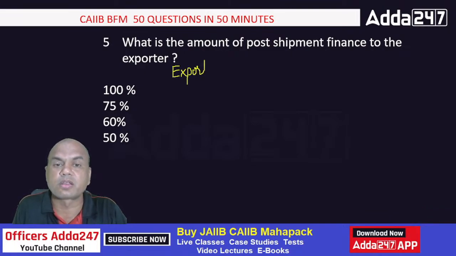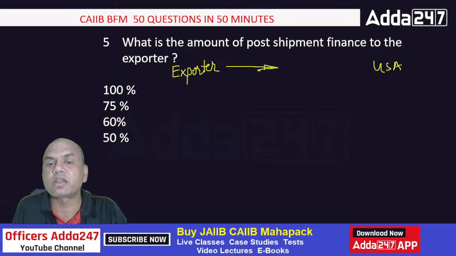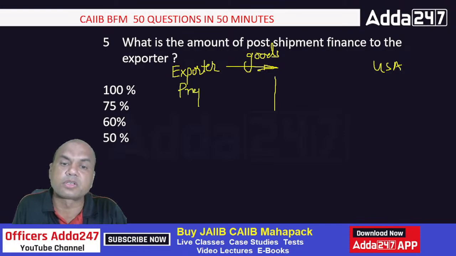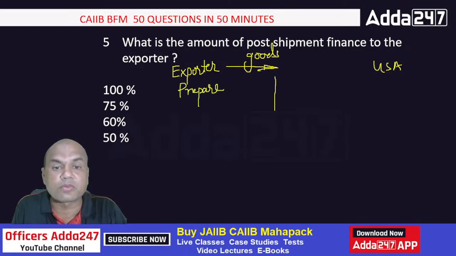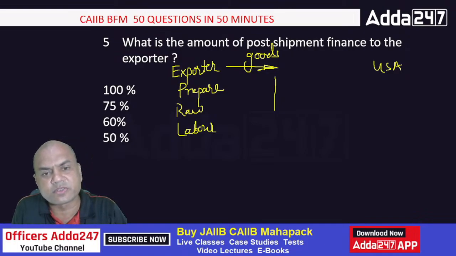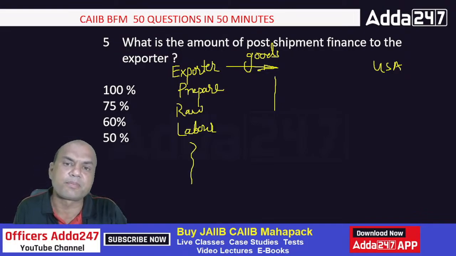Okay, exporter. I am sending the goods to USA. So whenever I send the goods to USA, what will I do? First, I'll manufacture those goods. Prepare those goods. I'll be requiring the raw material for this, the labor for this, electricity for this, various expenses will be there, right?